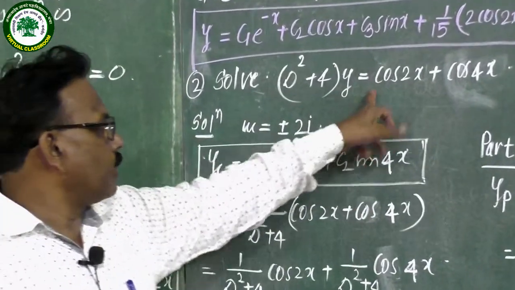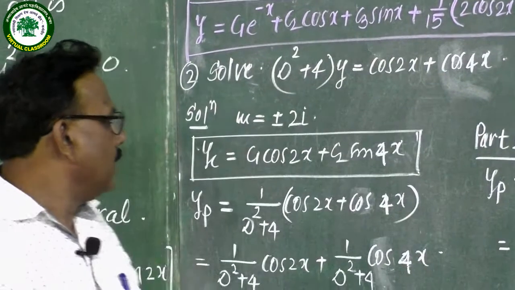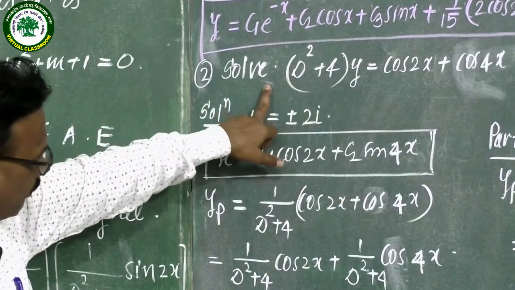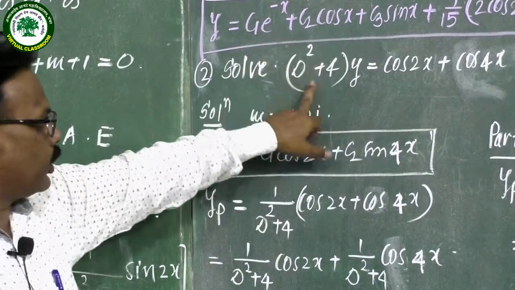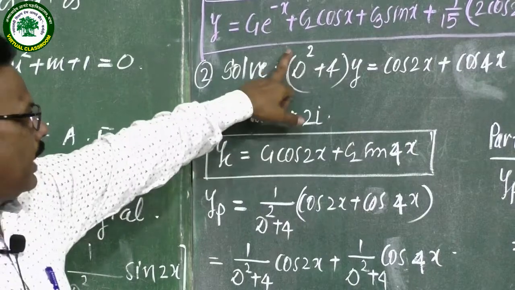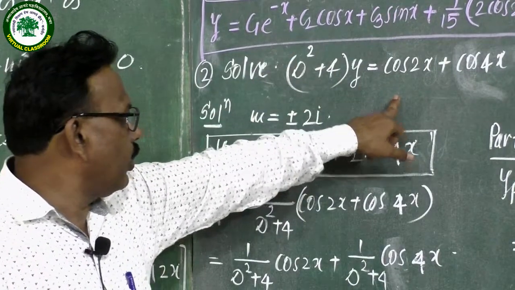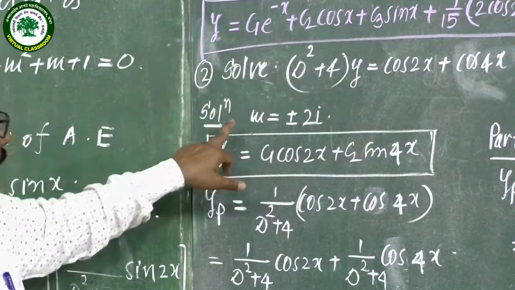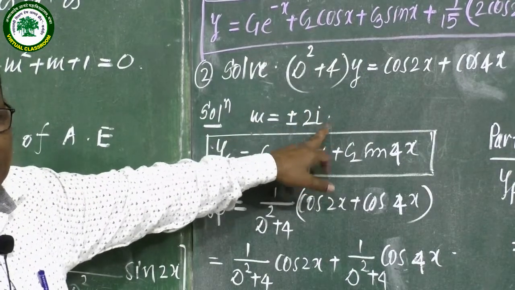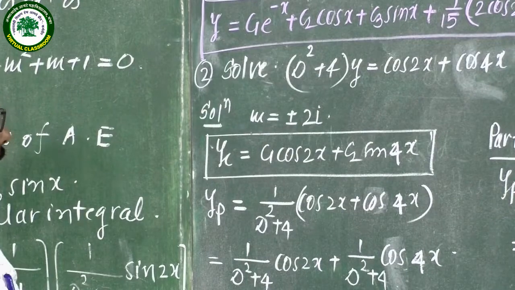That means sum of this, cos of 2x plus cos of 4x. Left hand side is very simple. You have to write the associated equation first, that will be D squared plus 4 y equal to 0. Then the auxiliary equation will be m squared plus 4 equal to 0, and the roots of that auxiliary equation are m equal to plus minus 2i. That means these are complex numbers again.